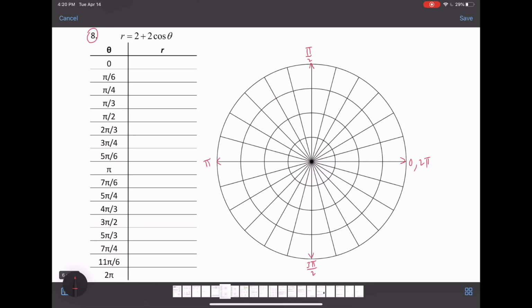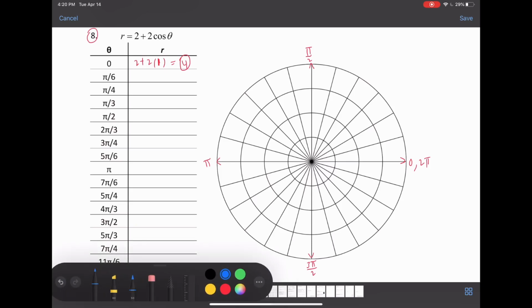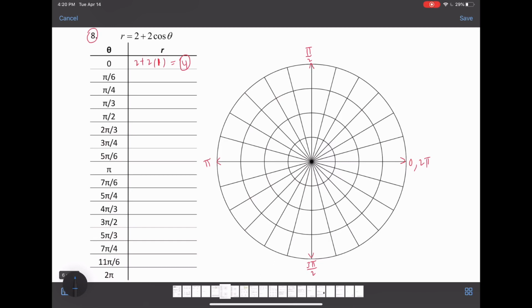So start by plugging in a 0. 2 plus 2 times the cosine of 0. Think of the cosine of 0. We know that that's going to be 1. So 2 plus 2 times 1 gives me 4. That's why it's good that we had just enough room to come out that far on the picture. Let's put this on the picture. We'll go zeros here. This is 1 unit, 2 units, 3 units, and then here's 4 units with a dot right on the outside of that.